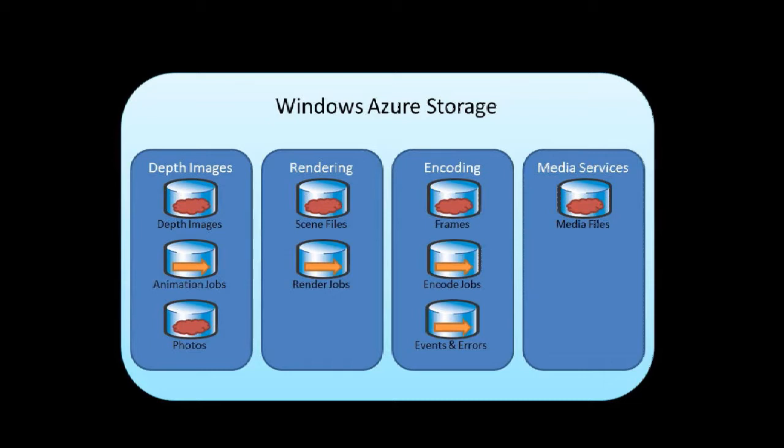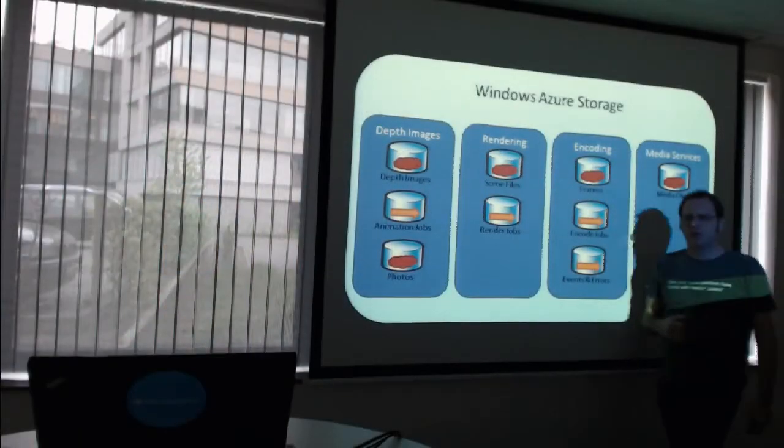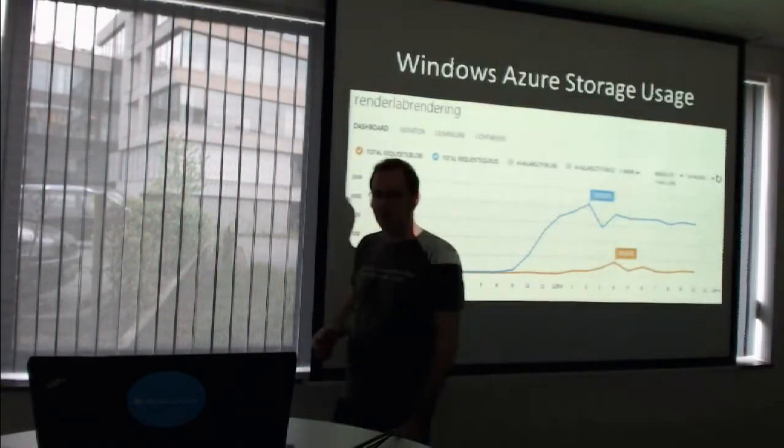Then when we produce the animation, we put the scene files here and the messages into the render job queue. So this is going to be the queue that's taking a lot of the workload. Then I've got a separate storage account for encoding with the frames, the encode jobs, and also the queues for the events and the errors. And then Media Services has its own storage account that I'm using for all of the media files, and that's the video. That seemed to work fine for the lab.